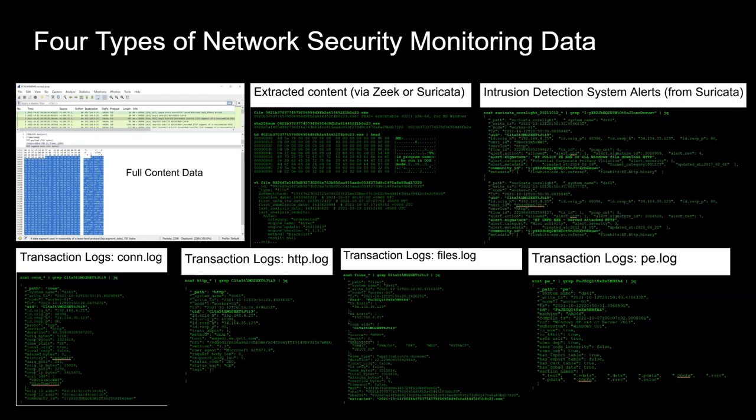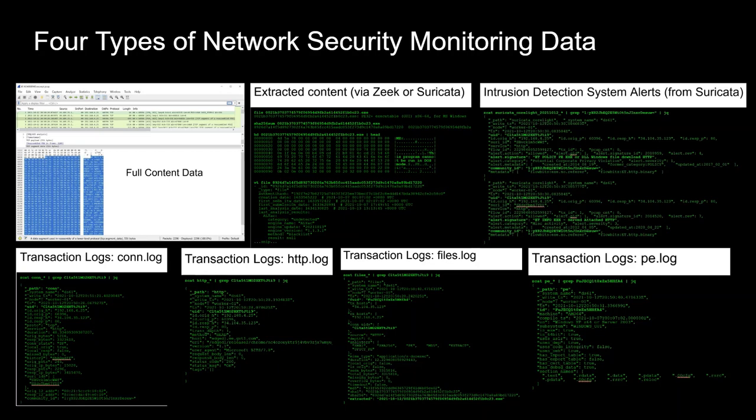The third type of NSM data is an intrusion detection system alert. You typically get this type of data from an IDS engine like Suricata or perhaps Snort. Zeek can do a bit of that as well, but it's not its primary purpose. And the idea behind the IDS alert is to look for something that an analyst or a programmer has deemed to be suspicious or malicious and worthy of generating an alert or a notice. And that's a very valuable form of NSM data as well.